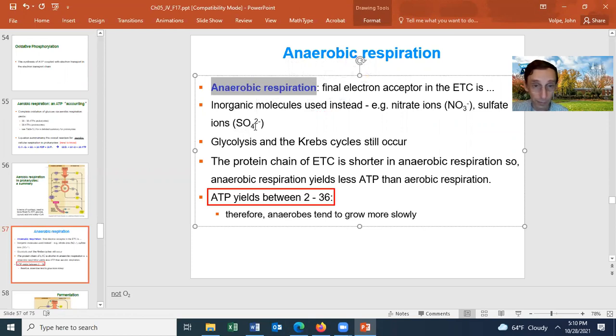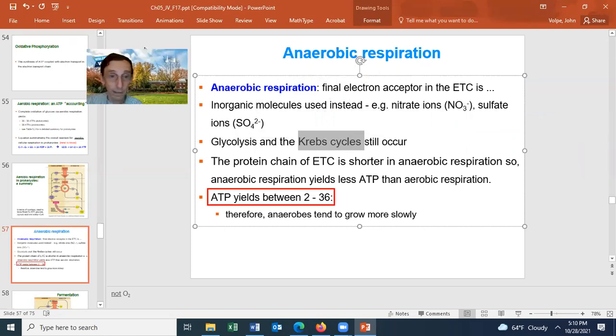Anaerobic forms of respiration do all have glycolysis, and they all have the Krebs cycle, and I should say the preparatory step too. So they still occur, but they have a different electron transport chain. It's a shorter electron transport chain. So anaerobic respiration does yield less ATP than aerobic respiration. The yield of ATP will depend on the form of anaerobic respiration.